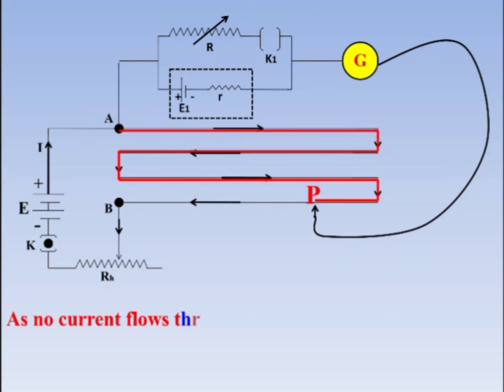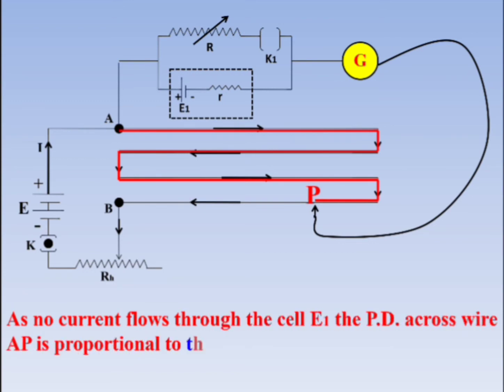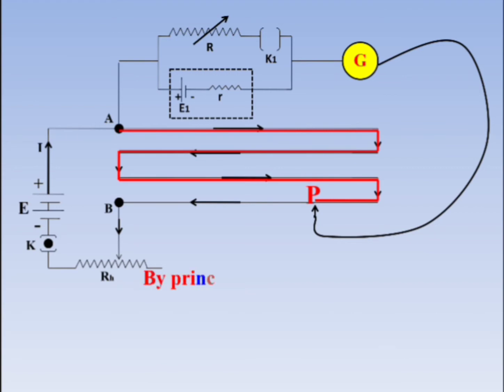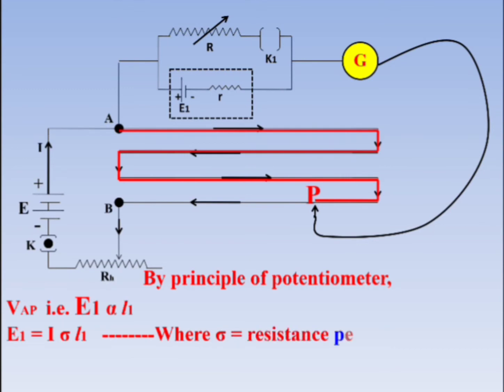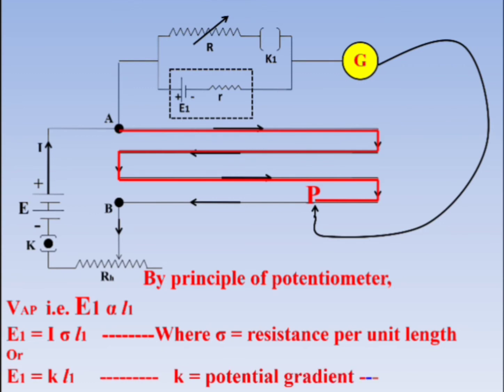As no current flows through the cell E1, the potential difference across wire AP of length L1 is proportional to the EMF E1 of the cell. Therefore, by the principle of the potentiometer wire, we can write V_AP, that is E1, is directly proportional to L1. Therefore, E1 is equal to I sigma L1, where sigma is resistance per unit length of the potentiometer wire. Or we can write E1 is equal to K L1, where K is the potential gradient. Let this be equation 1.